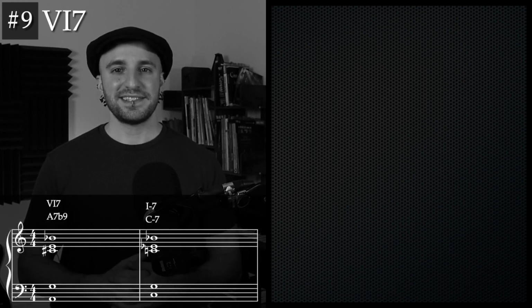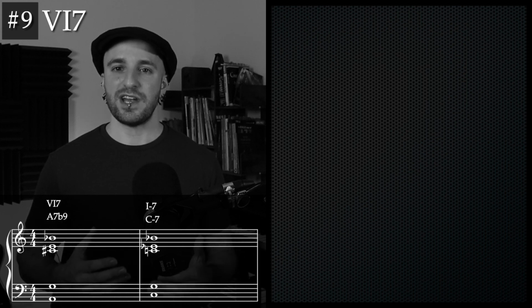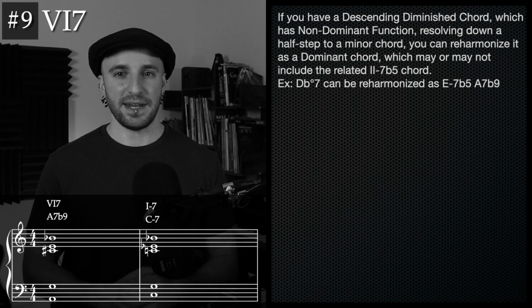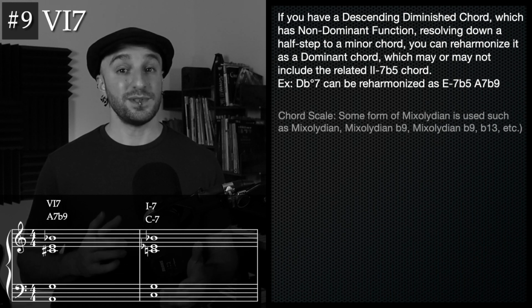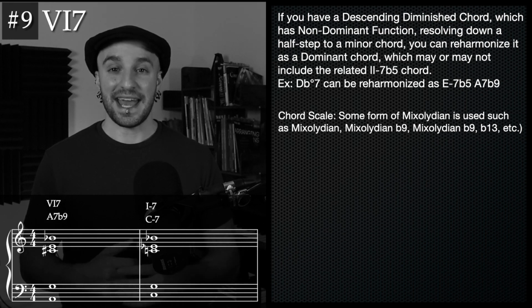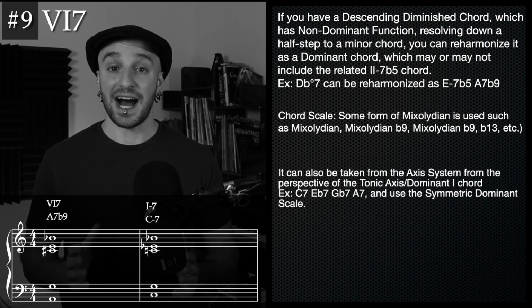Number 9 is 6 dominant 7. This typically acts as the 5 of the 2 chord, but in rare instances you will see it precede a 1 chord, and the reason that it works is because it's a reharmonization of a descending diminished chord, the D flat diminished 7. That resolves because of common tones and chromatic voice leading. It can also be taken from the axis system from the tonic axis.